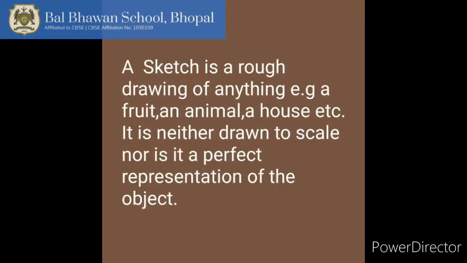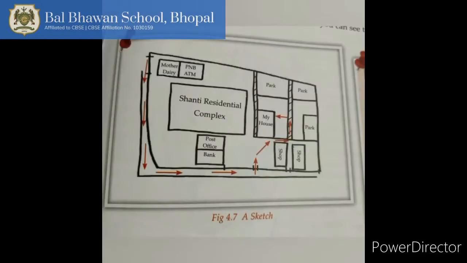A sketch is a rough drawing of anything, for example a fruit, an animal, a house, etc. It is neither drawn to scale nor is it a perfect representation of the object. As you can see in this figure, it is a rough presentation. So it is called a sketch.